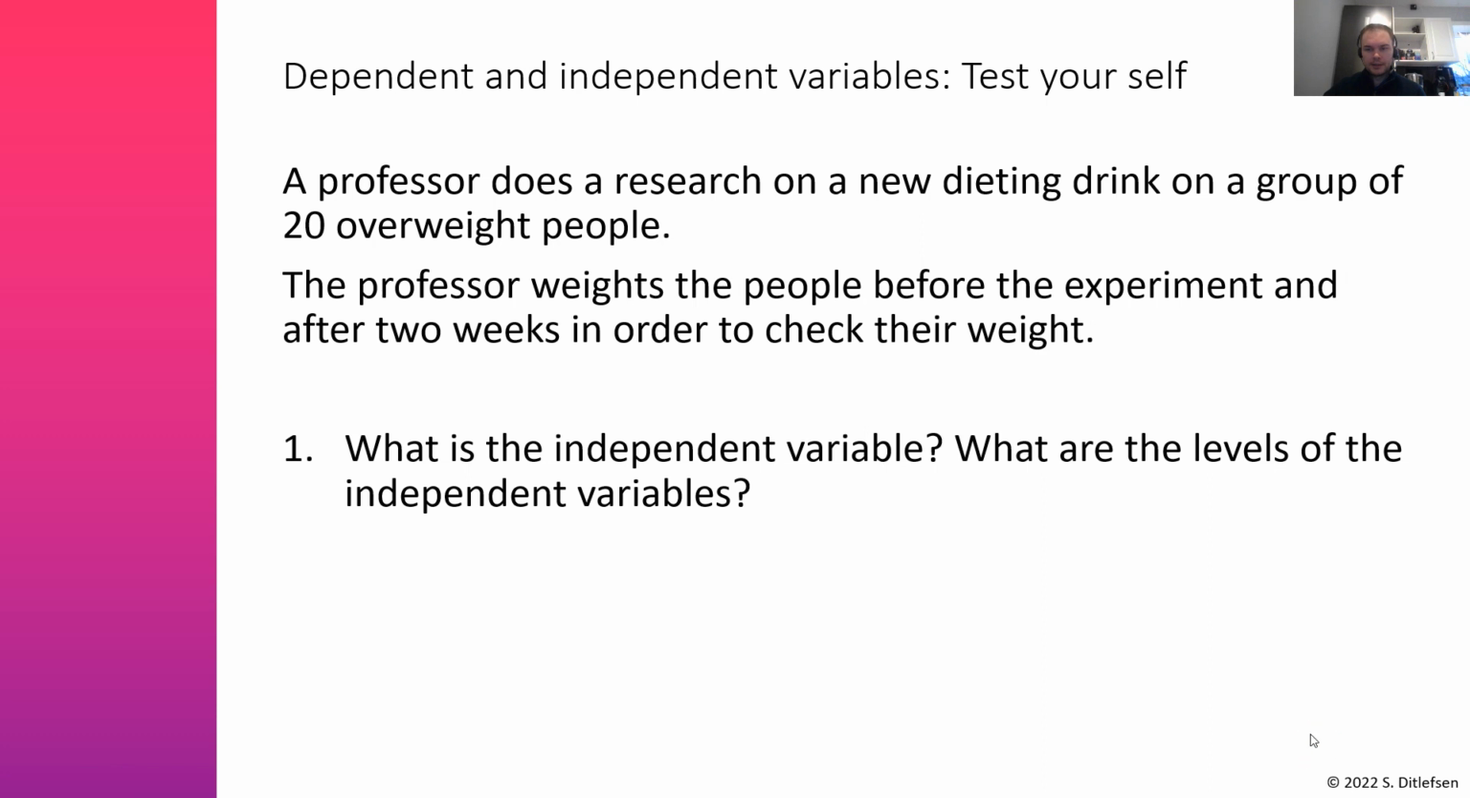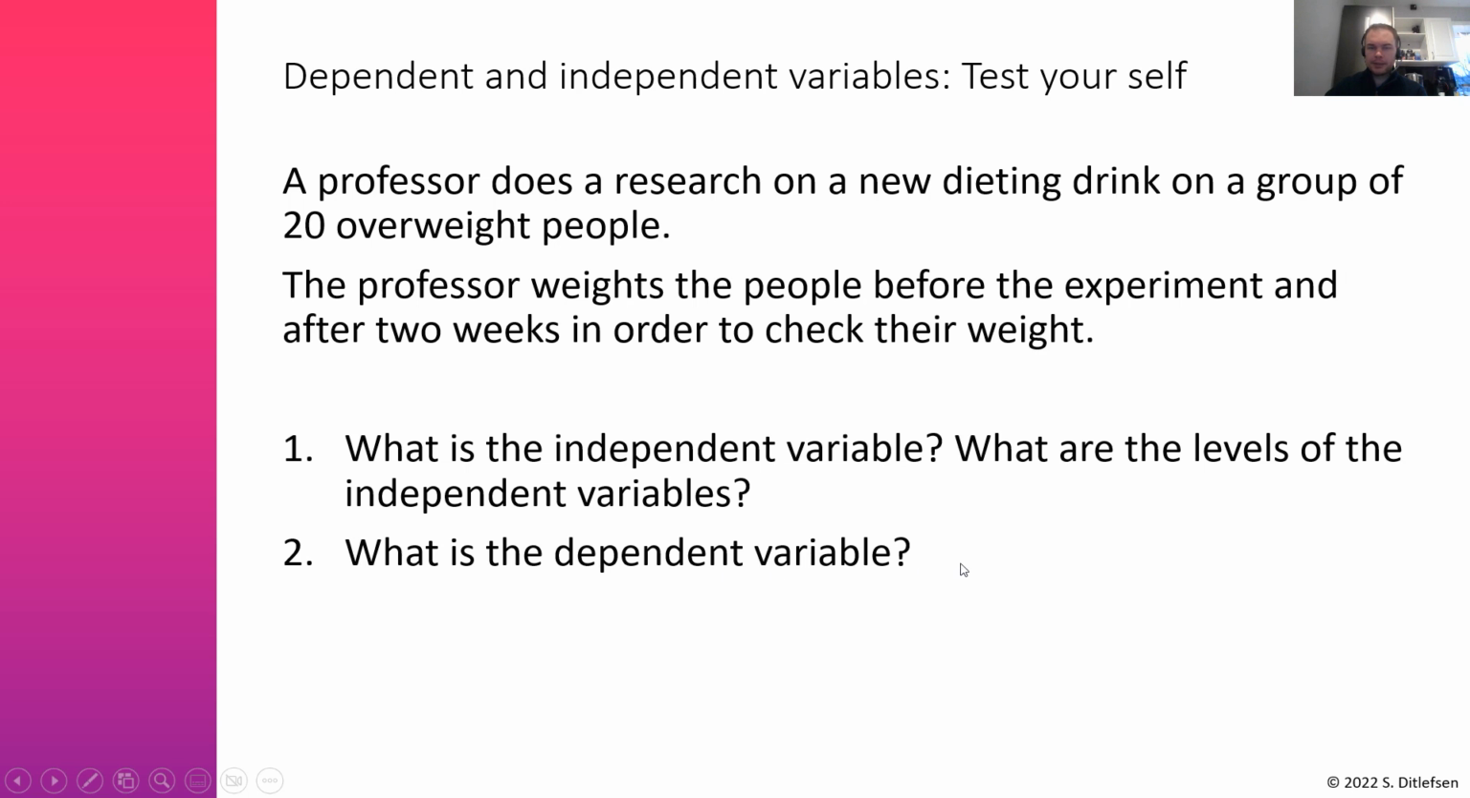So here, okay. Let's think now. Independent. This is something we change. What are we changing here? Well, we have a new dieting drink on a group of 20 overweight people. The professor weights the people before the experiment and after 2 weeks in order to check their weight. What are we changing? We are giving them a new diet drink. This is what we are doing. The dieting drink. This is our independent variable.